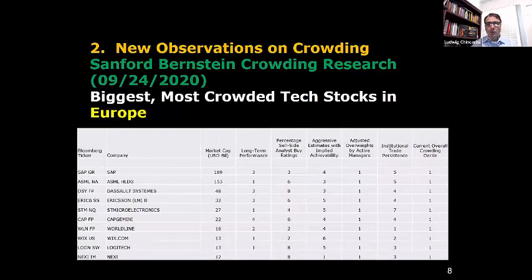In Europe, the most crowded tech stocks in Europe, again, same story. I've sorted it by market cap. These are the companies in Europe that seem to be the most crowded. Now, I should mention the crowding measure is not necessarily related to market cap. That is the definition by Sanford Bernstein, but I sorted by market cap just so we could see who are the big companies that are crowded.